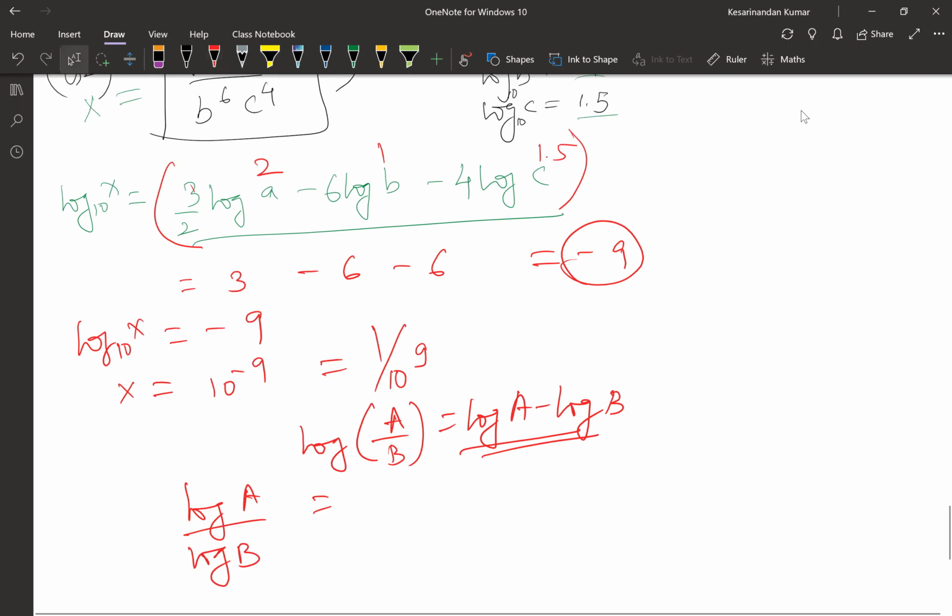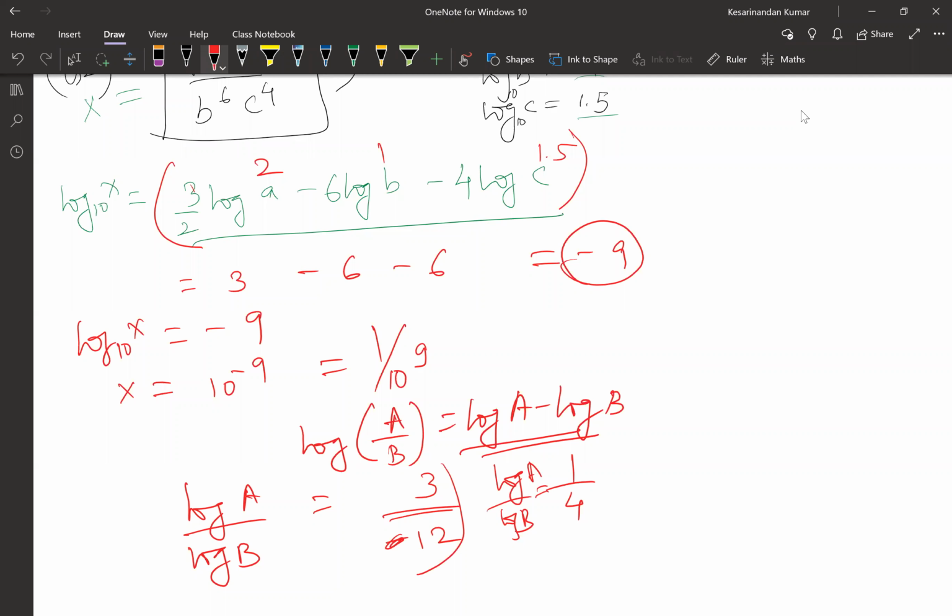So you might have received log A is equal to 3 and log B is equal to minus 12, right? No, it's not minus 12, it's plus 12. Yeah, 12. It will not be negative. So log A by log B is equal to 1 by 4. Okay. Now next, what did you do?